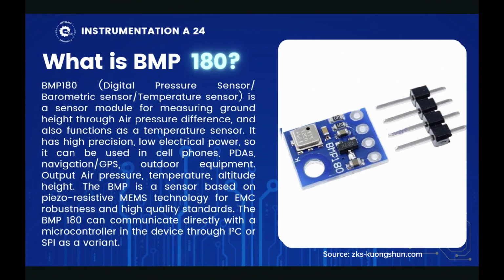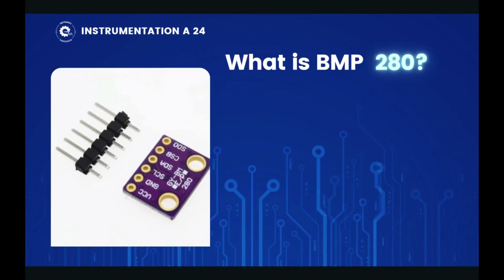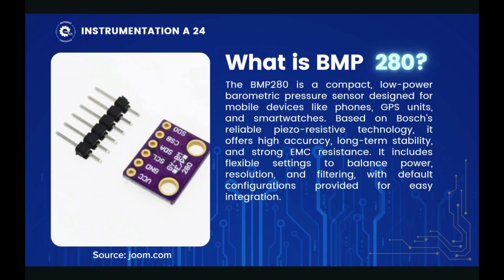The BMP180 connects easily to a microcontroller through I2C or SPI, making it ideal for your electronics and data gathering projects. Now let's look at the BMP280. The BMP280 is a compact, low-power barometric pressure sensor designed for mobile devices like smartphones, GPS units, and smartwatches. Built on Bosch's trusted piezo-resistive technology, it offers high accuracy, long-term stability, and strong resistance to electrical noise.